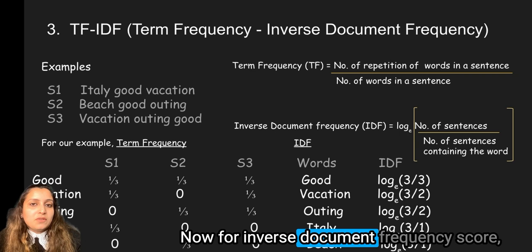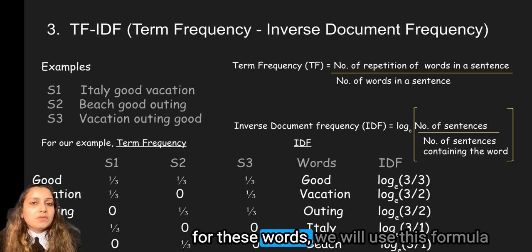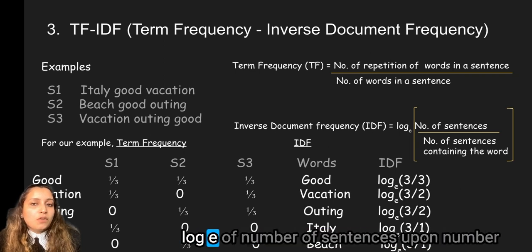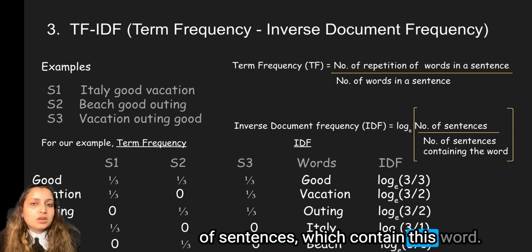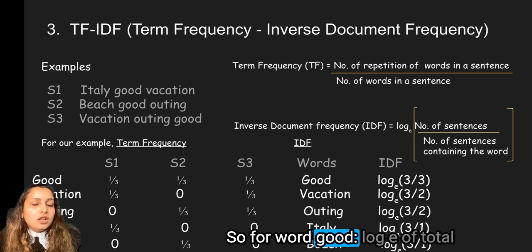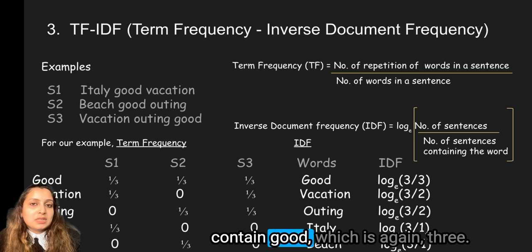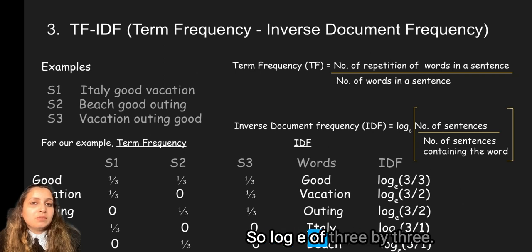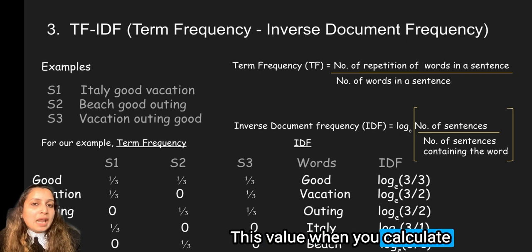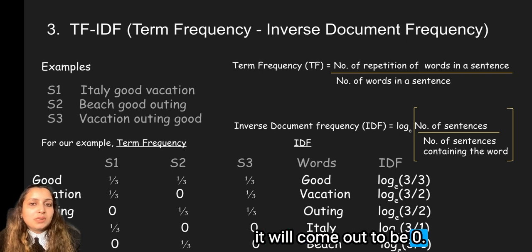Now for the inverse document frequency score for these words, we will use this formula: log e of the number of sentences upon the number of sentences which contain this word. So for the word good, log e of the total number of sentences, which is 3, divided by the number of sentences which contain good, which is again 3. So log e of 3 by 3. This value, when you calculate it, will come out to be 0. So it reduces to 0.